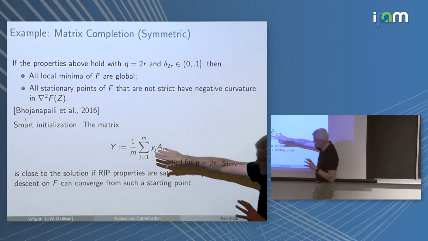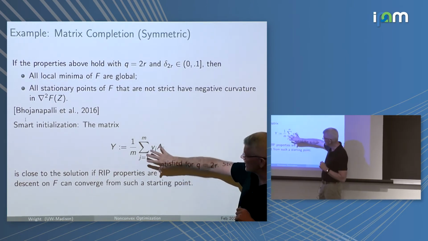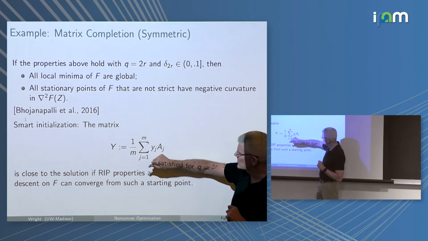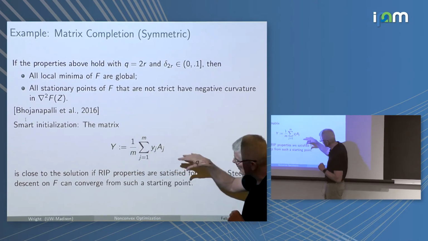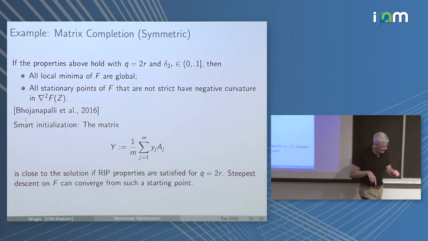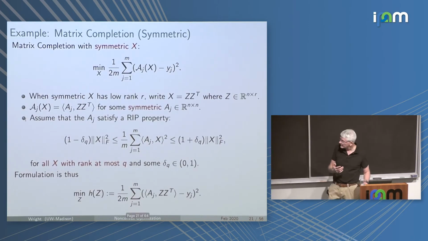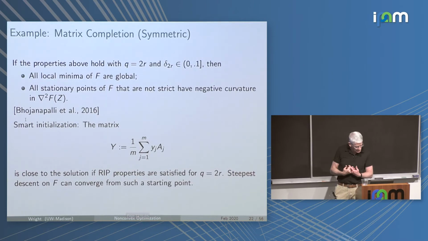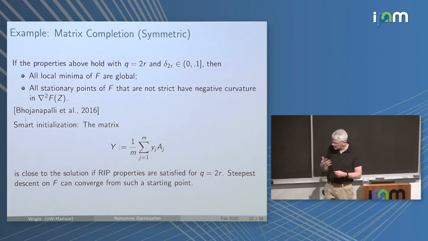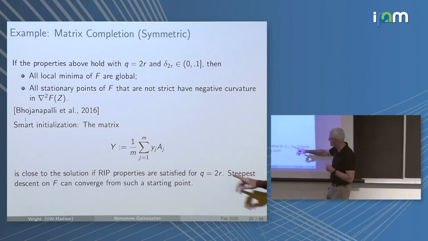Okay, and then there were some papers. I think John Lafferty had a paper like this, where he showed that you can actually initialize this problem in a clever way by taking a certain combination of the sensing matrices A_j, and you could show that that puts you close to a solution. I forget how you choose the weights.